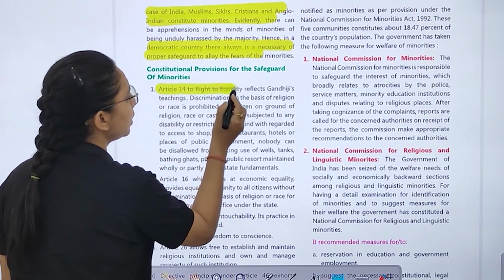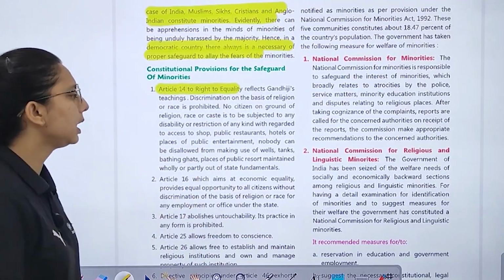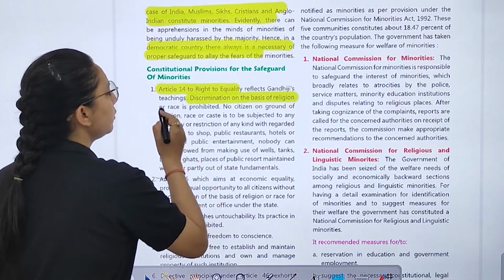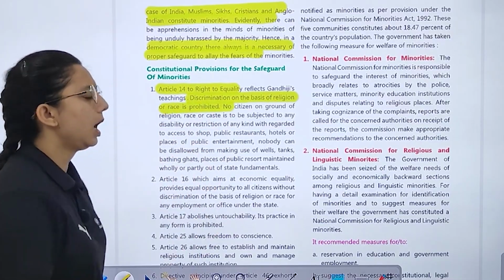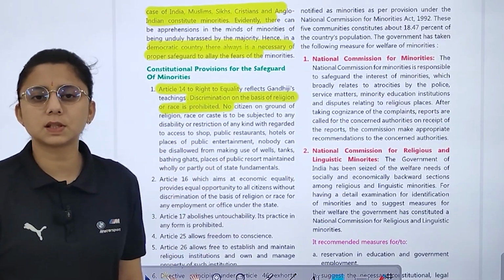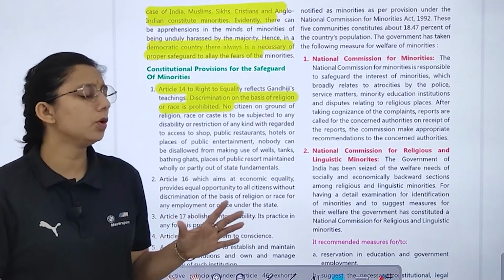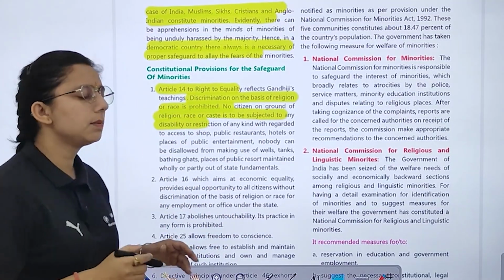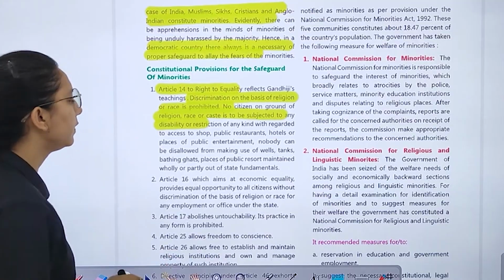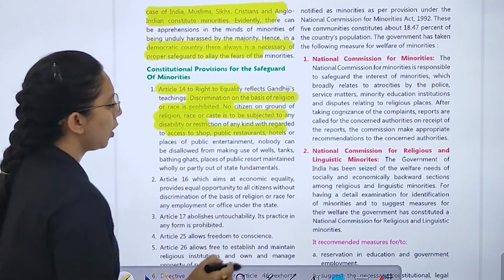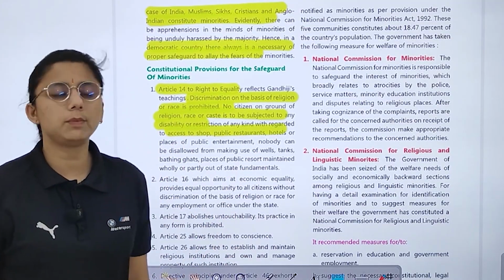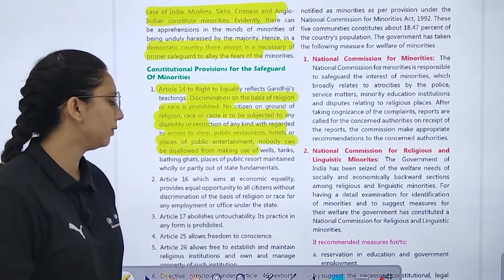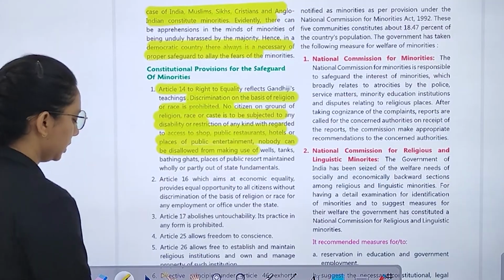Article 14 is the right to equality. Whom does this reflect? Gandhi ji's teachings. Discrimination on the basis of religion or race is prohibited. If you discriminate on the basis of religion or caste, no citizen on the ground of religion, race or caste can be subjected to any disability or restriction, whether it is access to shops, public restaurants, hotels, places of public entertainment, and nobody can be disallowed from making use of wells, tanks and bathing ghats.